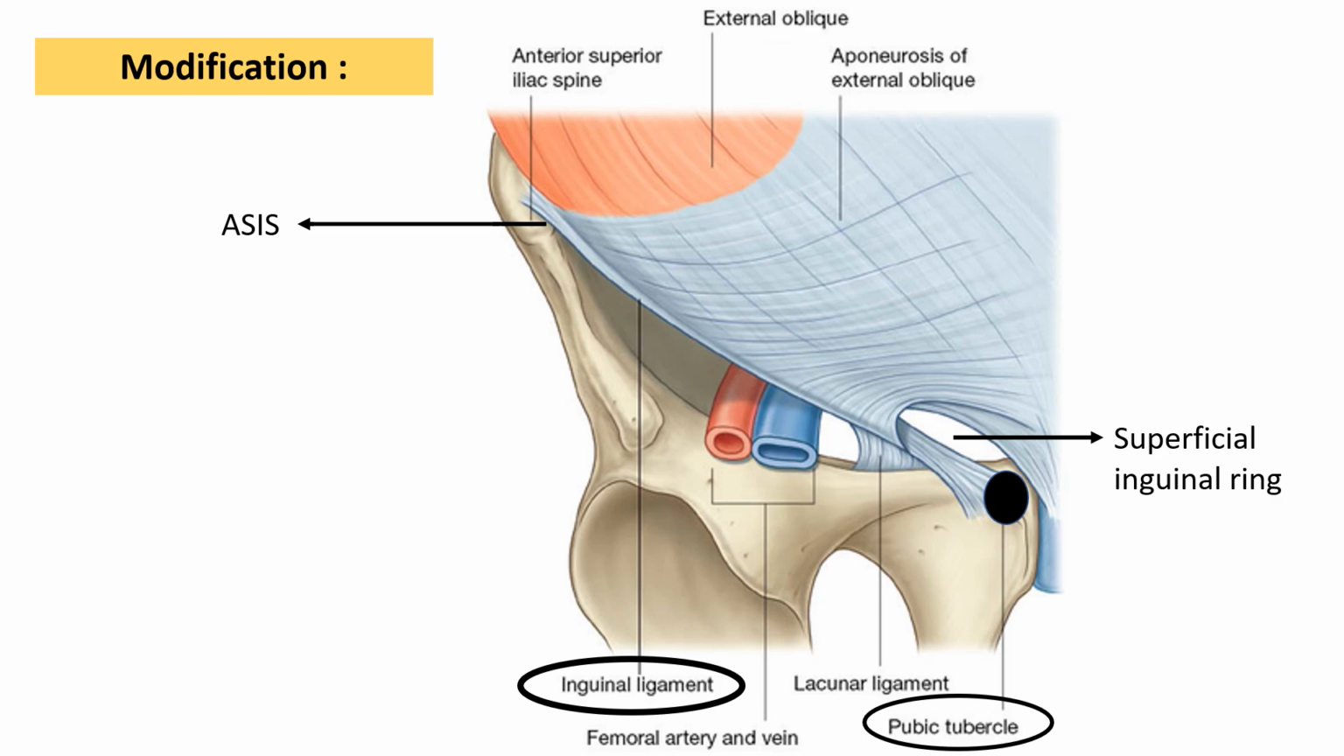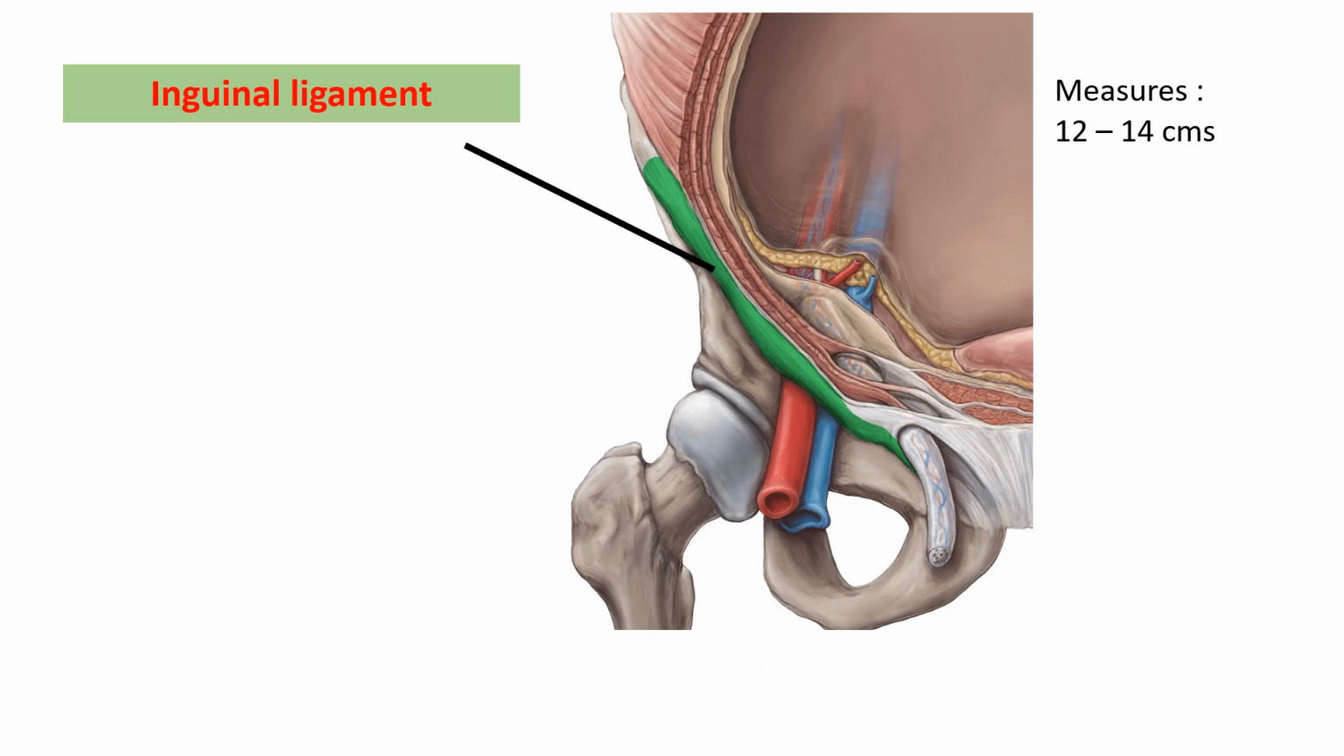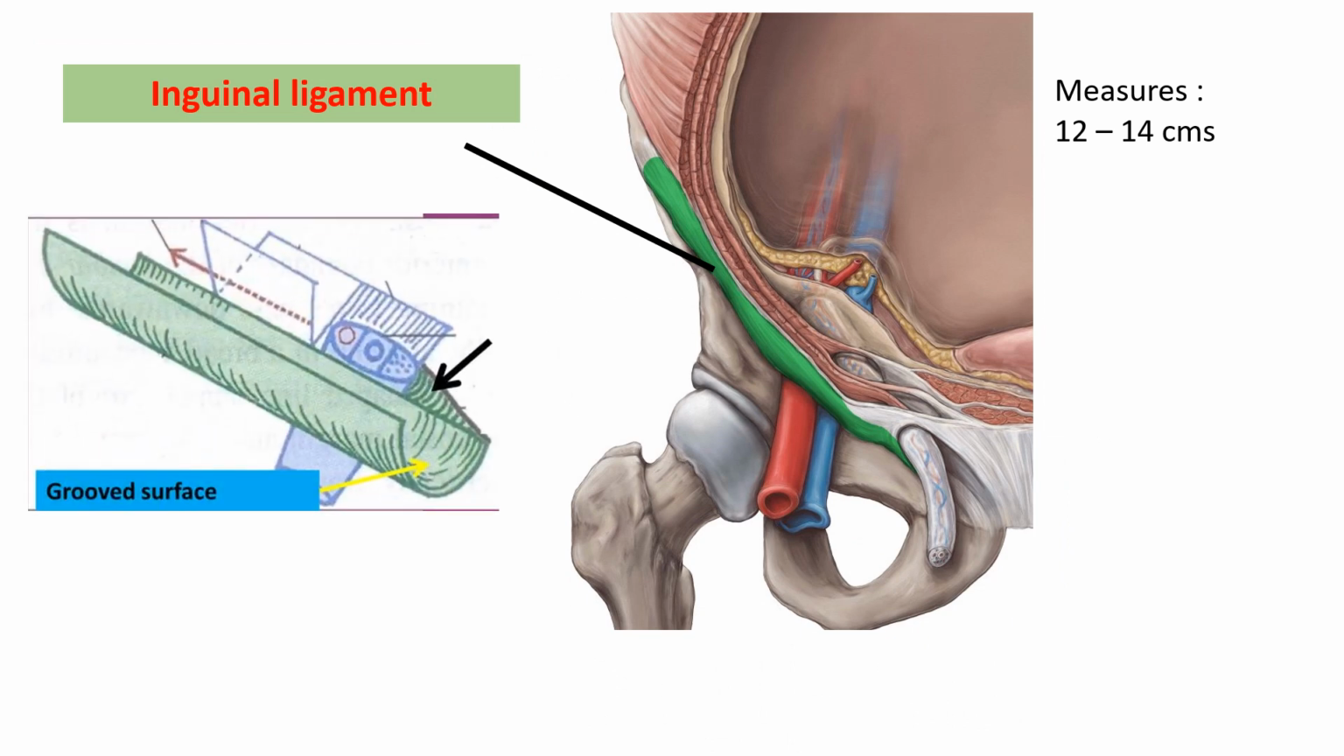That is the superficial inguinal ring, superior crest, and this is the inferior crest. This is representing the attachment of the inguinal ligament. This inguinal ligament shows an upper grooved surface, and this upper grooved surface forms the floor of the inguinal canal, which is considered to be the weakness of the anterior abdominal wall, because inguinal hernias are more common in males.